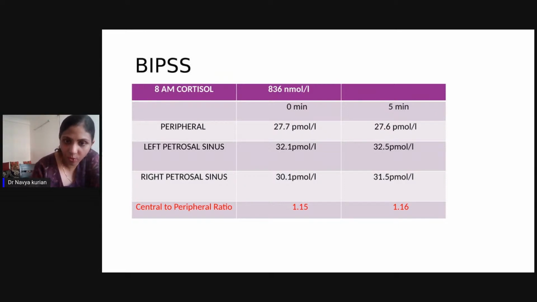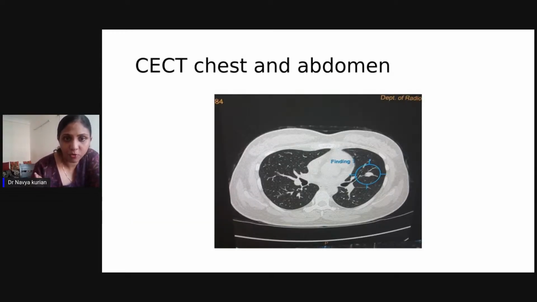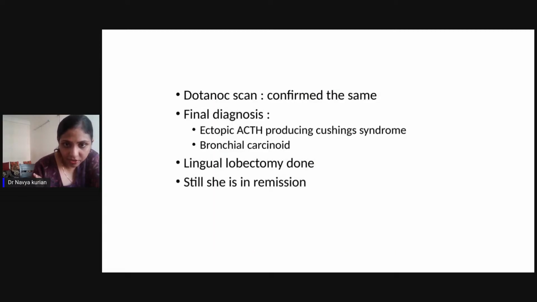The patient was found to have an ectopic source of Cushing's. Pituitary Cushing's was excluded by this test. So we proceeded for localization, and a CECT chest and abdomen was done, which showed a neuroendocrine tumor in the left lingular lobe of the lung. A functional imaging was done, which confirmed the same. So the final diagnosis was ectopic ACTH producing Cushing syndrome from a bronchial carcinoid, and lingular lobectomy was done, and still she is in remission.